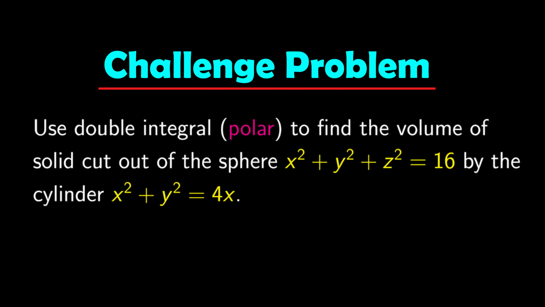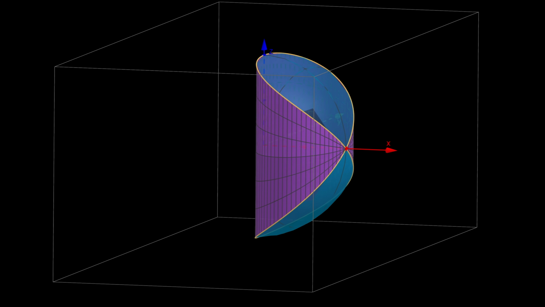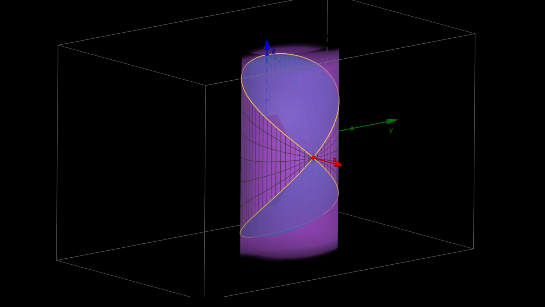In this video, we will solve this challenge problem, in which we will use the double integral in polar coordinates to find the volume of a solid, a solid which can be formed by taking the intersection of a cylinder and a sphere.